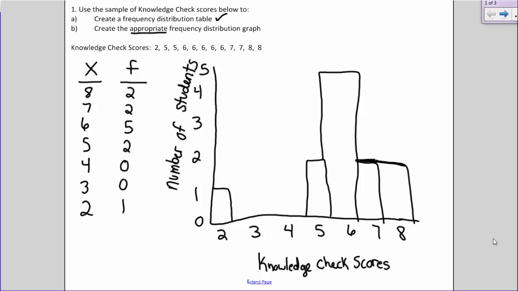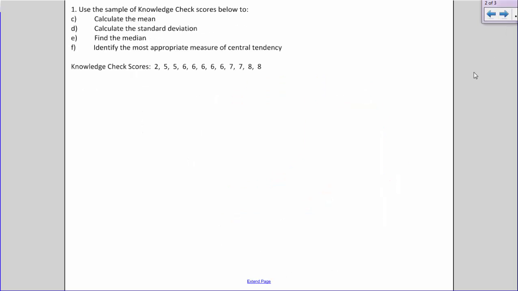All right. Just kind of visualizing the data because I'm going to want to know the shape later. I can kind of draw a line over this. And it's looking rather negatively skewed. Again, this will come into play for the last part of this particular question, where we identify the most appropriate measure of central tendency. All right, next.